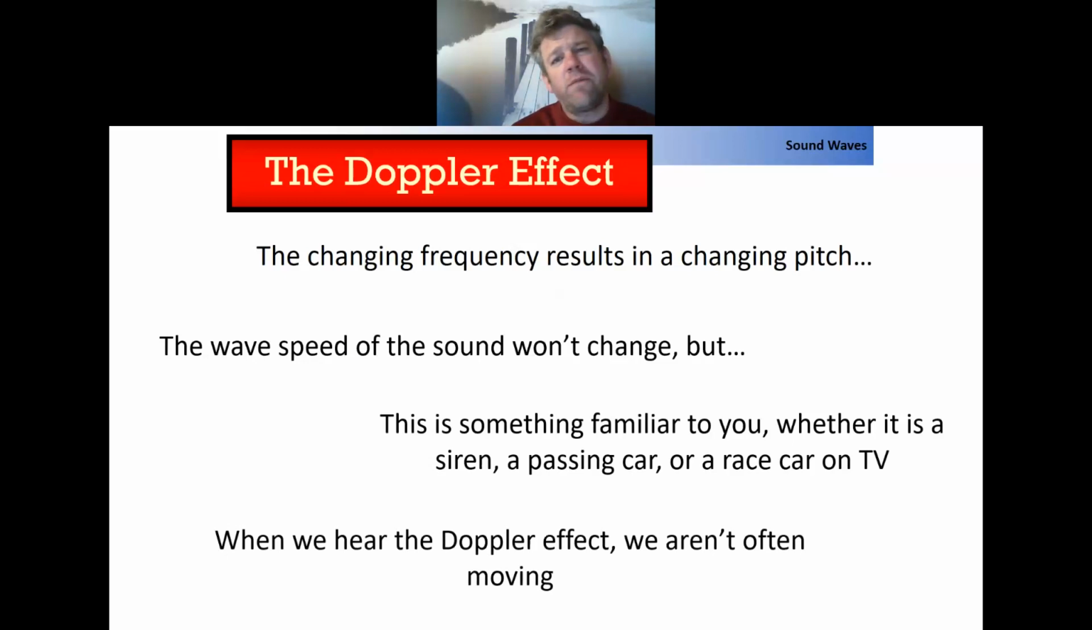When we hear the Doppler effect, usually we're not moving. What that means is that we're standing on a sidewalk and all of a sudden that ambulance goes by, or we're sitting in our seat at a racing event, or we're just sitting on the back deck of a patio, and all of a sudden that thing comes by.